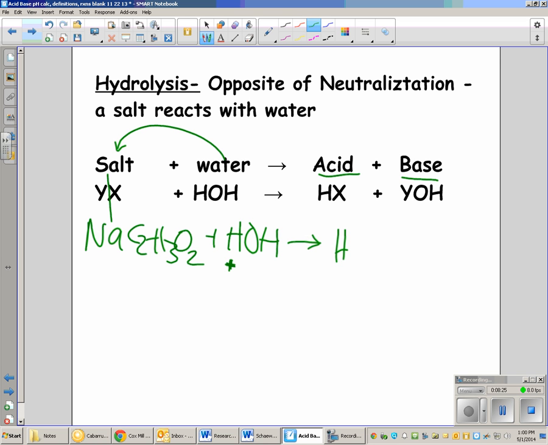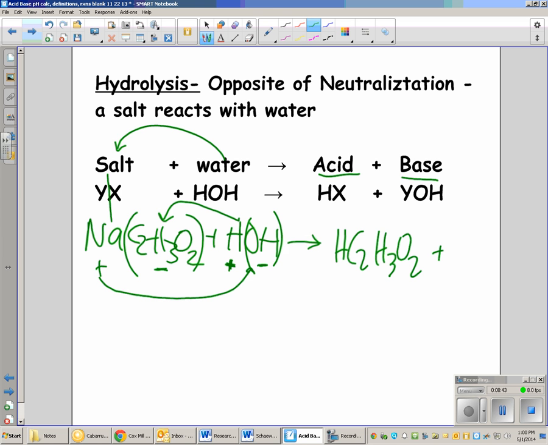I heard hydrogen acetate. Sorry, I was misunderstanding what you were saying. So this H plus and this OH minus are going to break up, and this Na plus and this C2H3O2 are going to break up. The H bonds with that one, so HC2H3O2, and sodium bonds with that one.